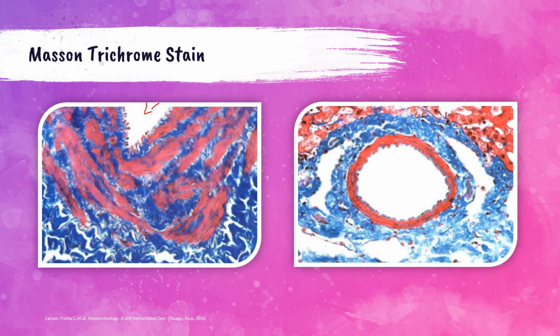Now the photo on the right-hand side of the slide is a Masson trichrome stained liver section, which shows the portal vein. A large vein like this is good for judging the quality of the Masson trichrome stain. If the epithelial cells show red staining but the smooth muscle cells don't, then there is an issue with the stain and it should be redone.